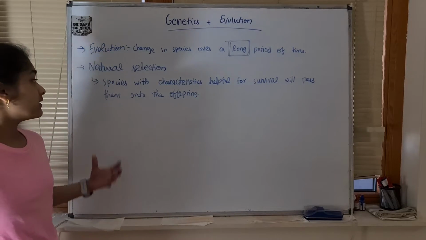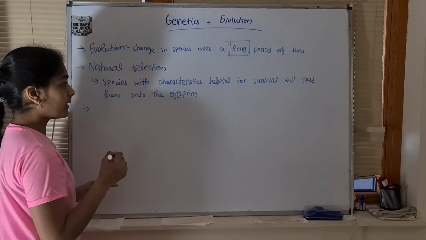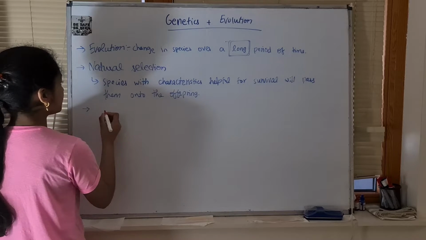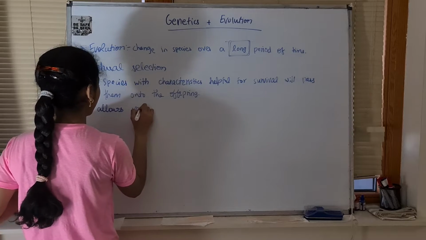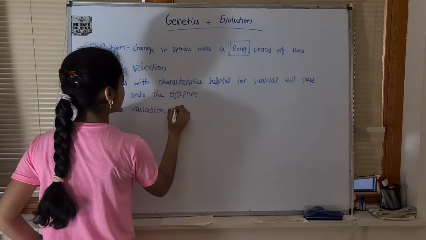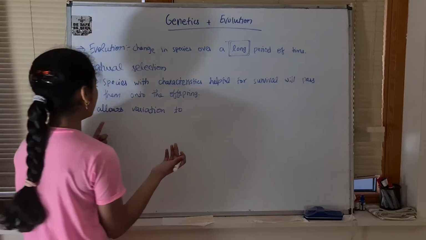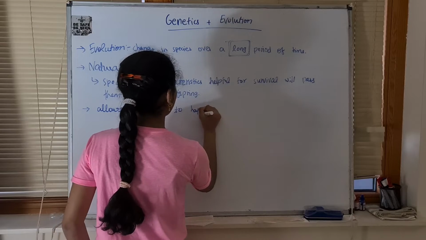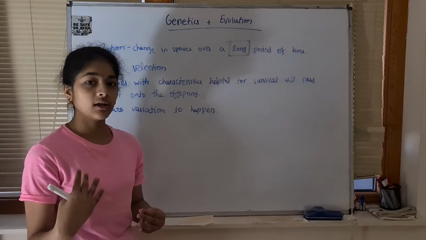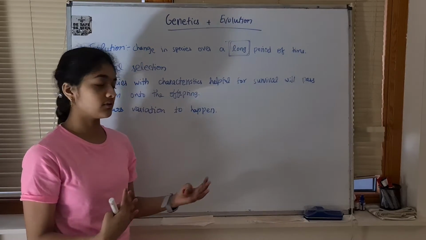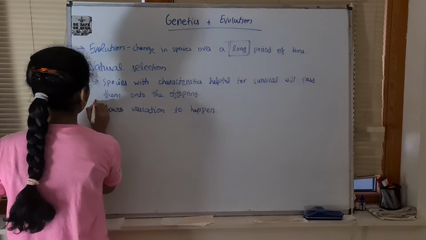Now, sexual reproduction means the reproduction where there are two parents involved. Sexual reproduction allows variation to happen, because there are different genes coming from both parents, both male and female. Whereas in asexual reproduction, there's only one parent, and the offspring is exactly a clone of the parent. So there is no variation happening there.